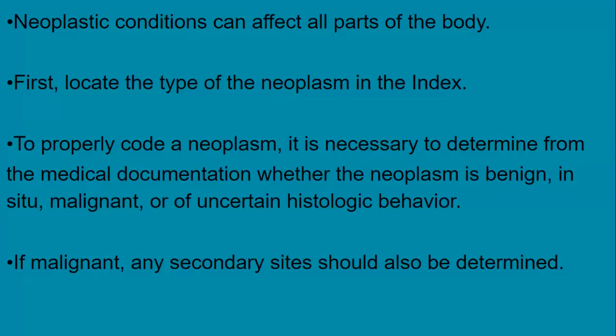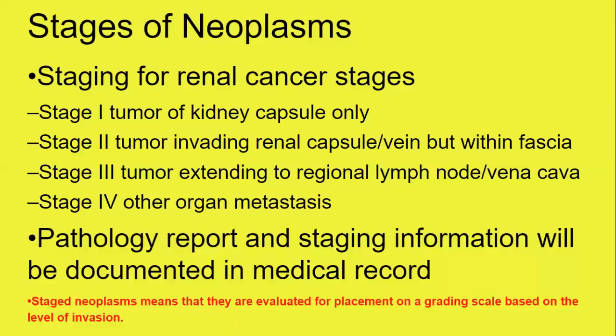Neoplastic conditions can affect all parts of the body. First, locate the type of neoplasm in the index. To properly code a neoplasm, it is necessary to determine from the medical documentation whether the neoplasm is benign, in situ, malignant, or of uncertain histologic behavior. Remember, we have a neoplasm table to be able to look these things up on. If malignant, any secondary site should also be determined.